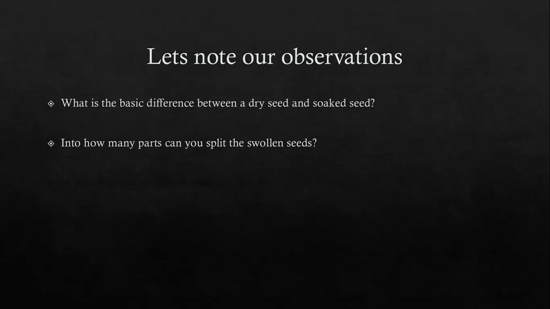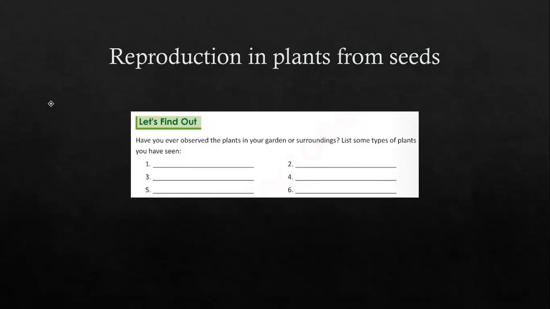Into how many parts can you split these soaked seeds? If it has only one, we cannot. If it has two, we can break it into 2 parts. In which case is it easier to peel the skin? In the case of soaked seeds only, we can peel the skin.